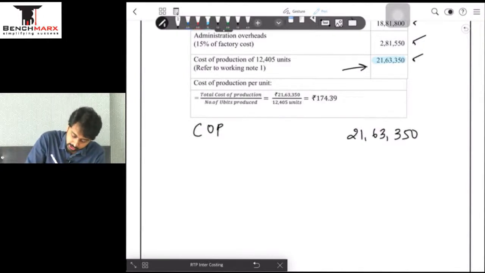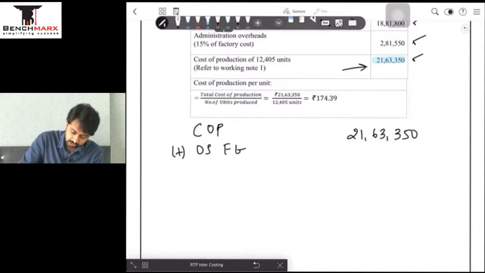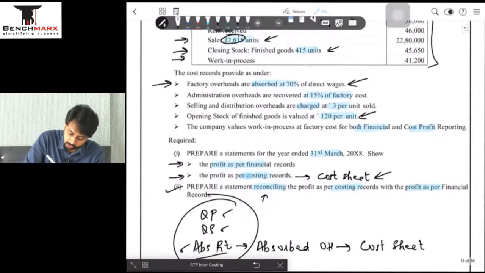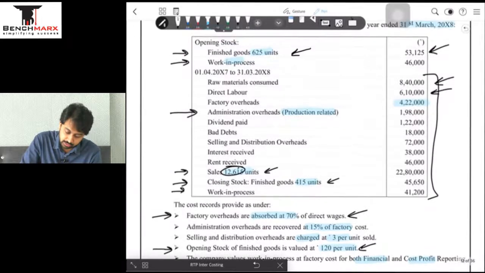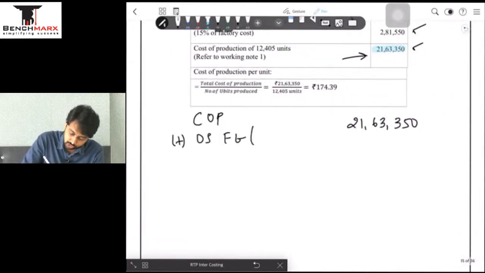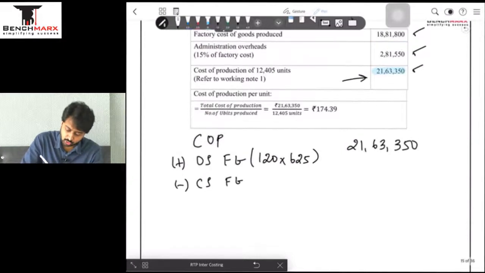After I find my COP, I will add the opening stock of finished goods, and the question had told me that the opening stock of finished goods is to be valued at 120, this one, and the opening stock quantity appears to be 625, this one. So 625 into 120 is what I will do. Opening stock of finished goods 120 into 625, and minus closing stock of finished goods. Now closing stock will come obviously at COP.